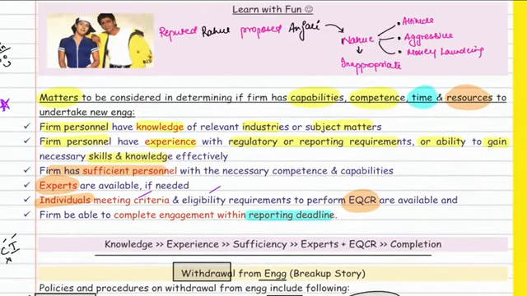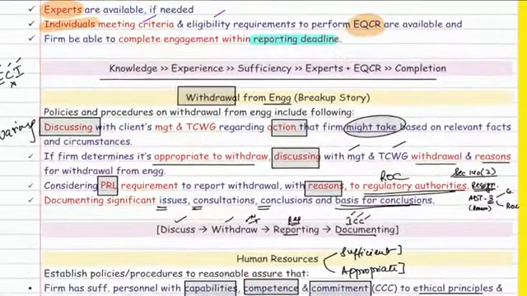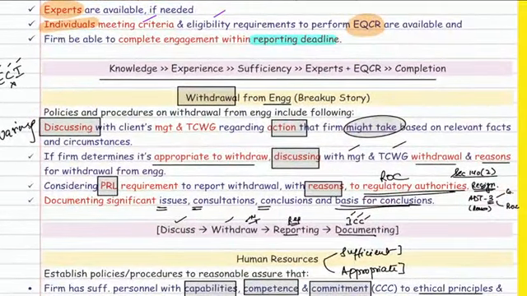So here are the points. Last time, let's do them. Matters for competence and capability: knowledge and experience. Knowledge of the industry, experience of the reporting requirement. Time means completing the engagement on time. That is the reporting deadline. Resources means sufficient resources. If you need more, you can take help of experts and EQCR. E for experts, E for EQCR. Easy peasy? Yes, sir. Now, sir, let's say you accepted the client.